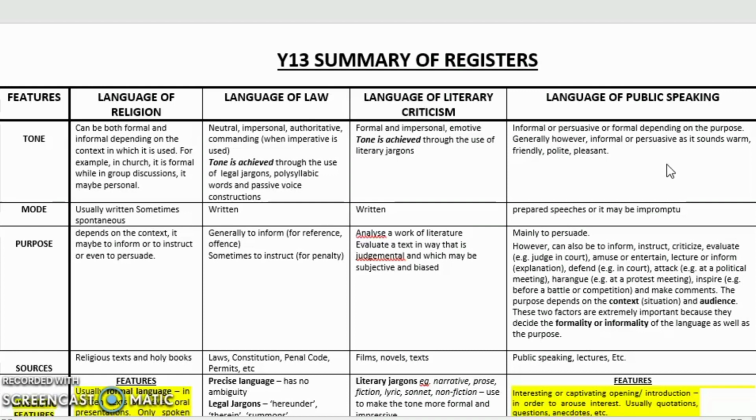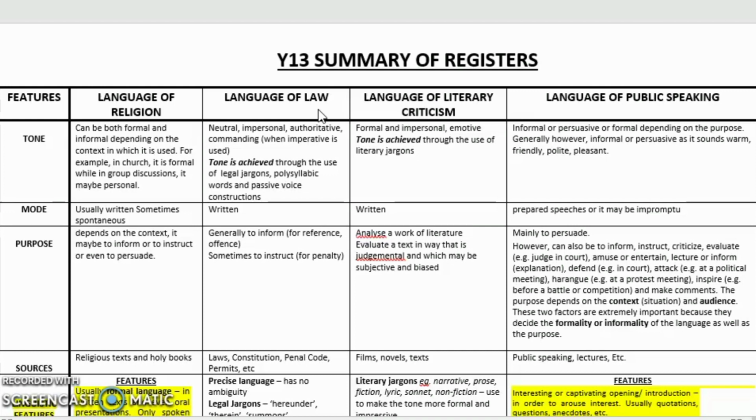So without further ado, we'll dive right into our registers. Now this is going to be just a brief discussion on summary of registers for year 13. In the previous video I had discussed the language of religion. Now we will be looking at the language of law. Language of law is also called Legalese language. So this is the second year 13 register that I'll be discussing.